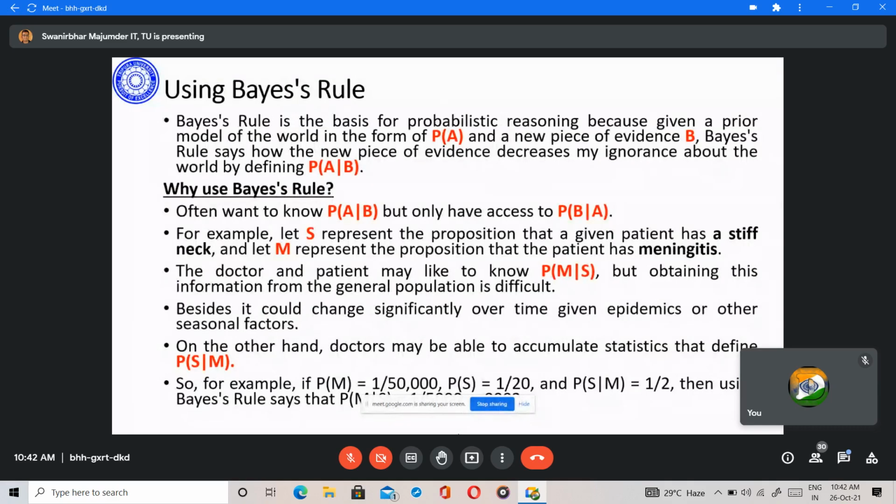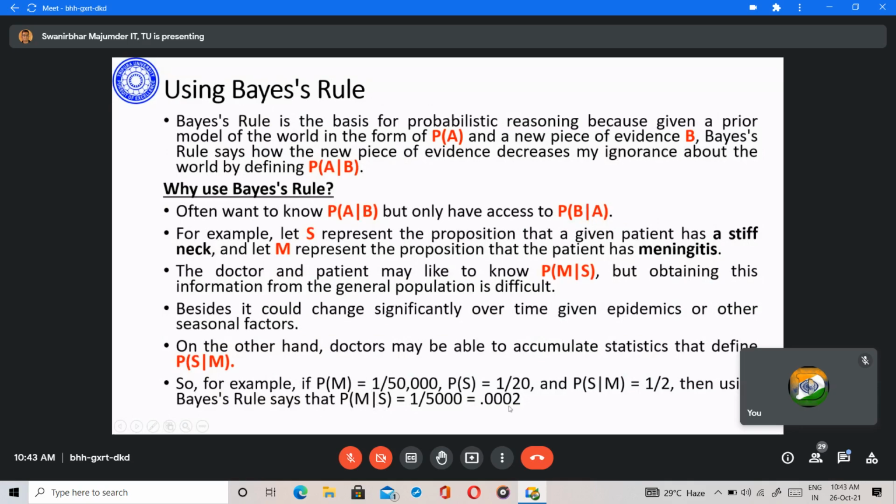So if we take the probability P(S|M), that is stiff neck given meningitis. If you have meningitis, normally you have stiff neck, so that is a very high probability. Whereas the chance that you have a stiff neck and it may be meningitis is actually half of that. So this is of high probability, meaning if you are having meningitis, it is very probable that you have a stiff neck. But if we use the Bayes rule, we can find out the other way around, meaning if you have stiff neck, what is the probability that you may have meningitis?